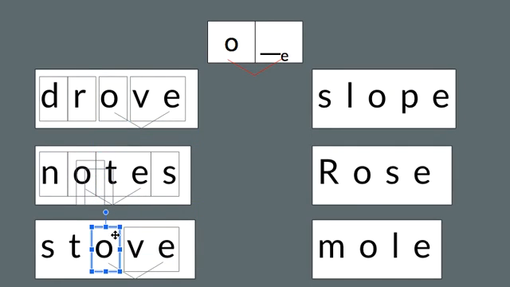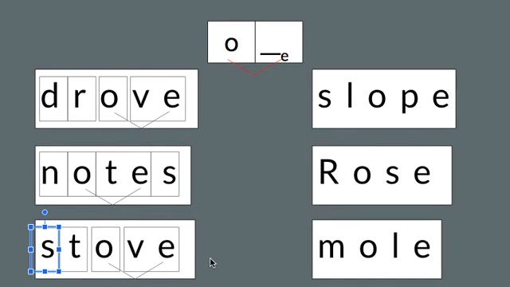Each one is going to make its own sound. The O is going to be a long O sound because of that silent E. The T is going to make its own sound, and the S is going to make its own sound. This word has 4 sounds: S, T, O, V, stove.